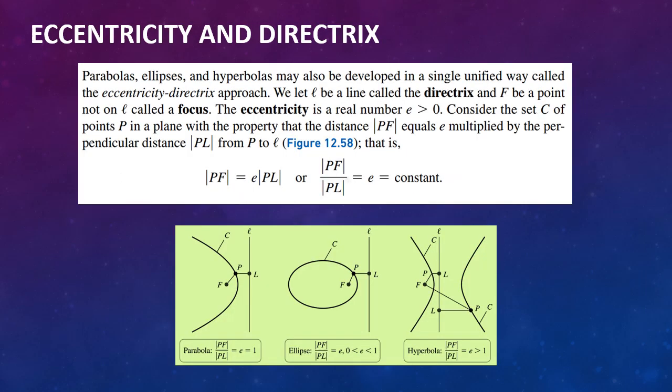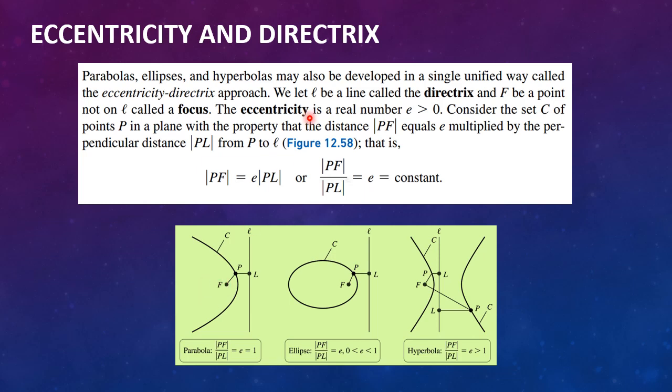I misspoke. We're actually going to look at a different topic first and then do some more examples. Parabolas, ellipses, and hyperbolas may also be developed in a single unified way called the eccentricity-directrix approach. We let this italic L be a line called the directrix, and F be a point not on L called a focus. So here's the directrix, and F is called the focus.